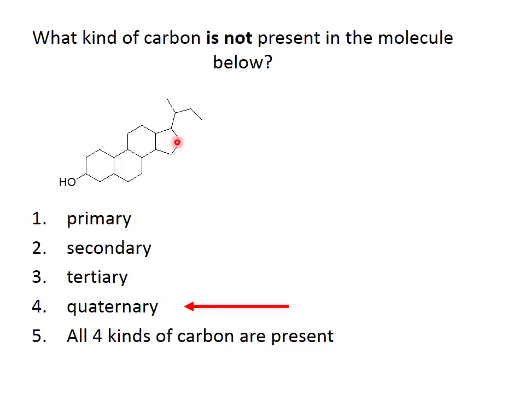Here, here, here, and so on, we have secondary carbons. Right here, here, here, and so on, we have tertiary carbons. The only thing we don't see is a quaternary carbon, which would look like an X. Tertiary carbons look like a T or a Y. That's one right there. Secondary carbons look like a bent line. Primary carbons are the ends of lines.